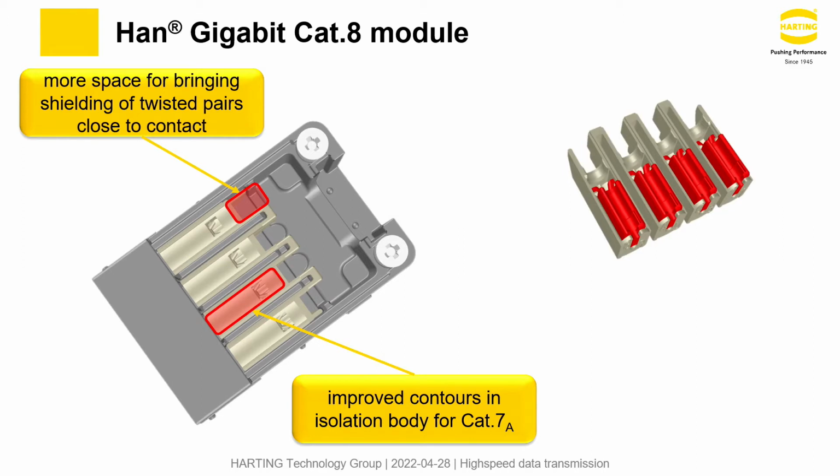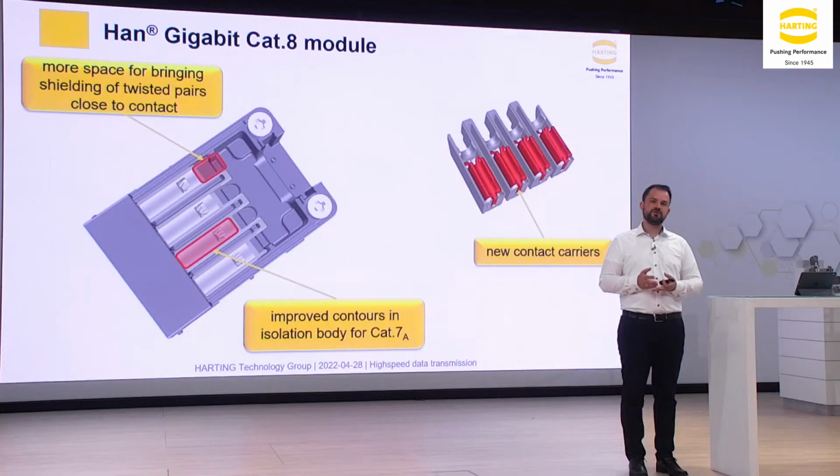In the last step, I want to show you the inside of the isolation body. Here on the right, we see our new contact carriers. As I mentioned in the beginning, these contact carriers can be handled separately. Those 4 red parts you see there are separate parts, and you can take care of the assembly of the twisted pairs separately. When you have assembled all twisted pairs, you can implement them into the isolation body, put the lid on the whole isolation body, and implement it into the module.